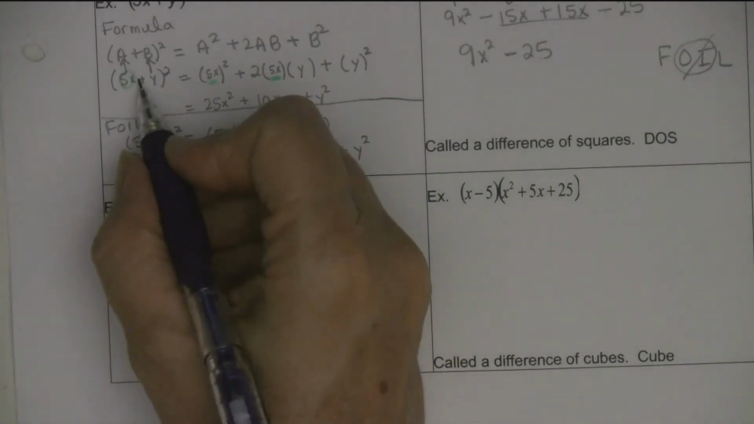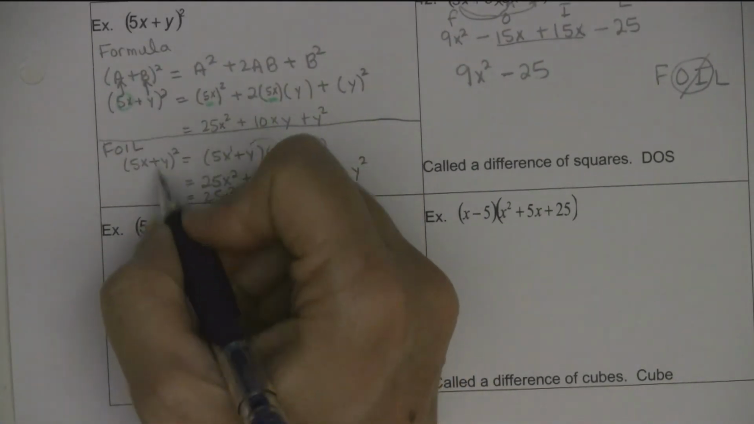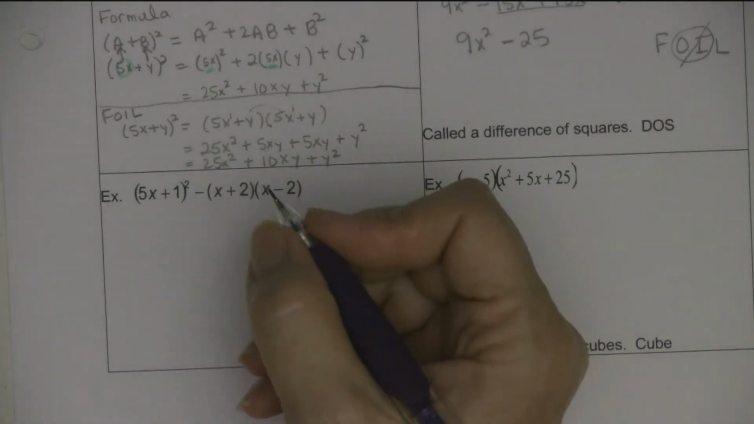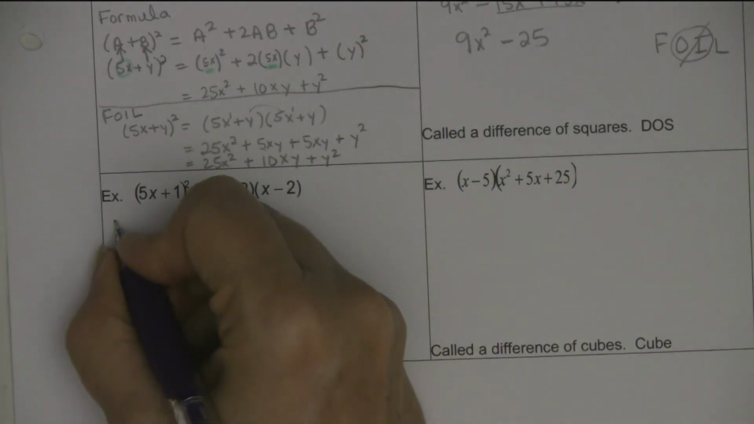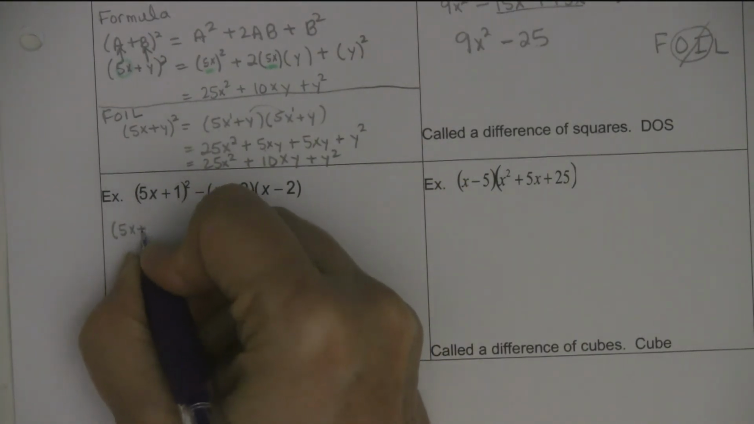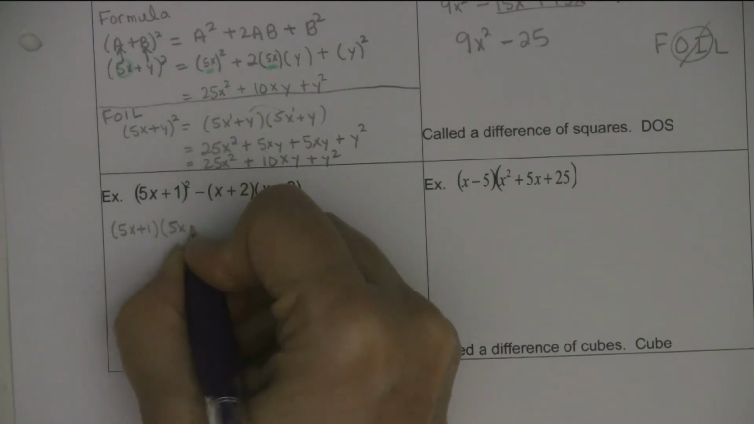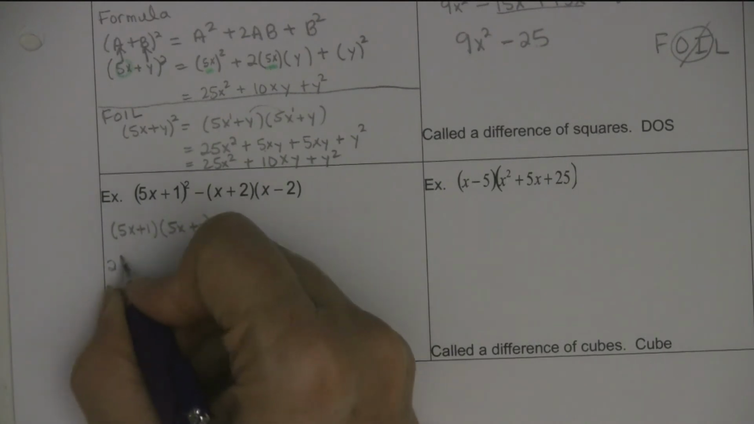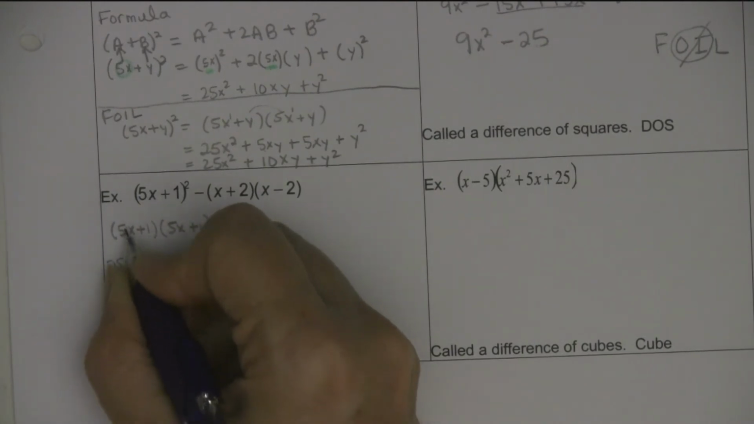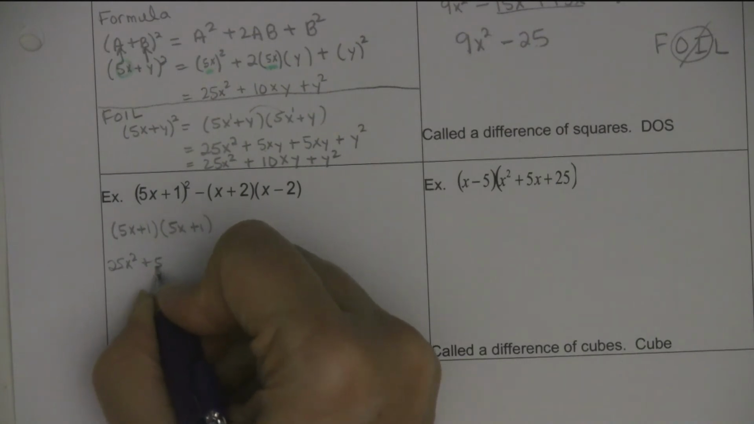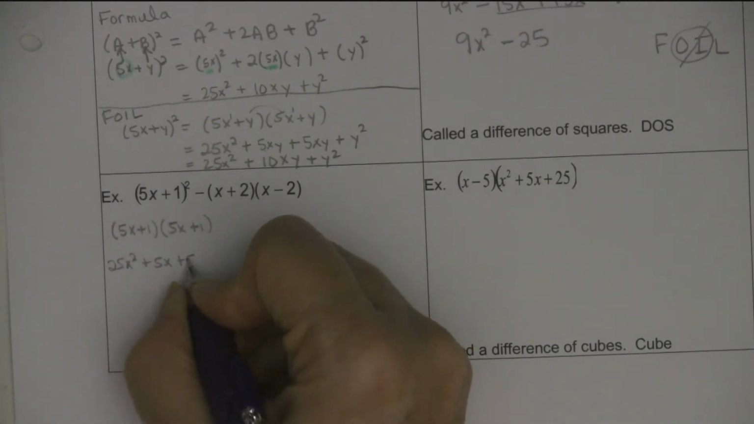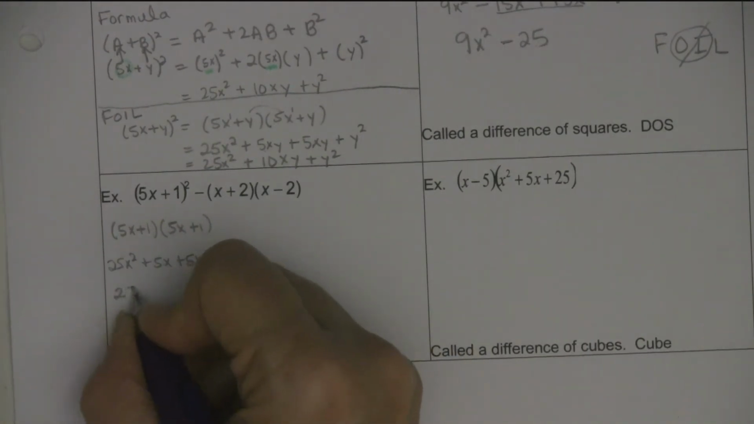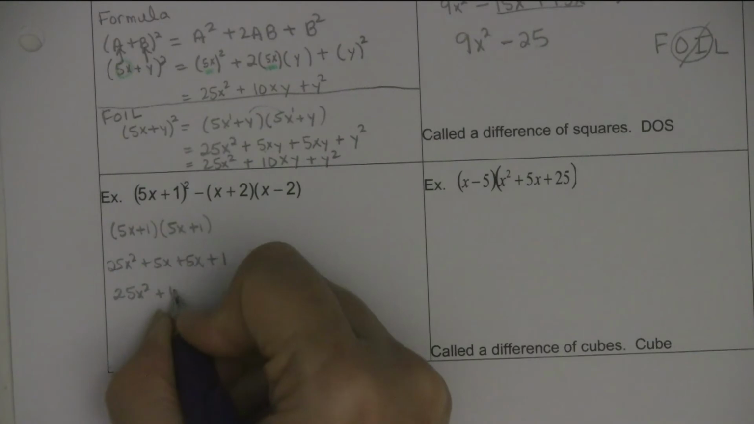It's almost the same as that one. I noticed that example. It's like, whoa, I should have changed that to a 3 or something, but I didn't. So do it however you like, right? If you like to multiply this together by doing FOIL, that's great. If you're liking to use the formula, that's great too. So first is 25x squared. 5 times 1 is 5x plus 5x plus 1. So this thing is 25x squared plus 10x plus 1.